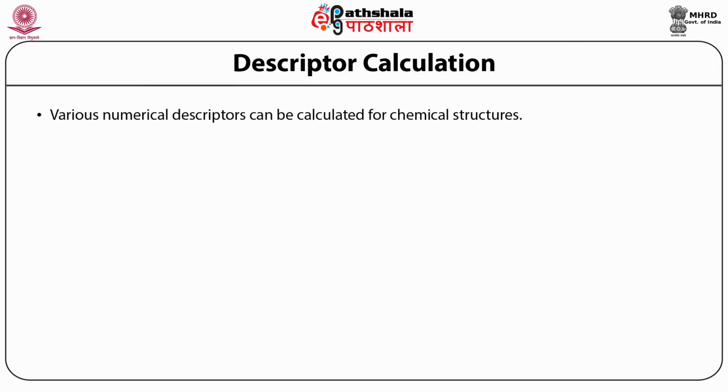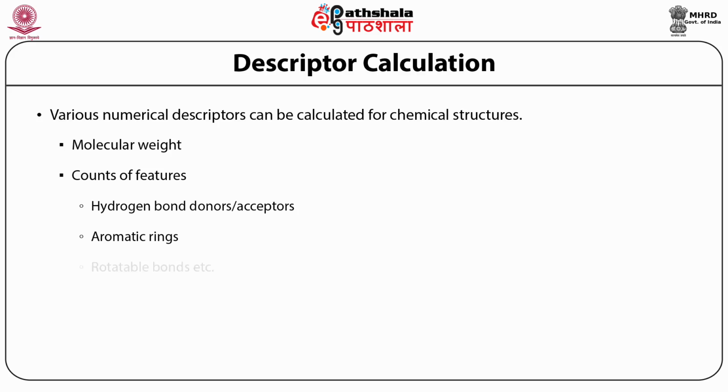Descriptor calculations involve very many numerical descriptors. Most of them are numerical. Sometimes these descriptors fall into what we call fingerprints, which we will take care of later. But these are just descriptor calculations. Molecular weight is a specific descriptor you can use for descriptor calculations. The number of hydrogen bond donors, the number of aromatic rings, or rotatable bonds can be descriptors, because every number relevant to the chemistry can be counted as a descriptor.